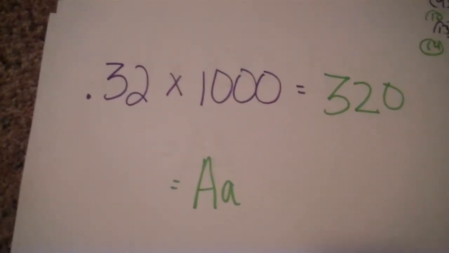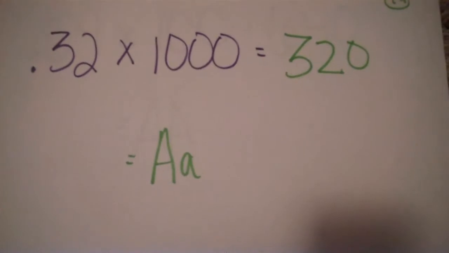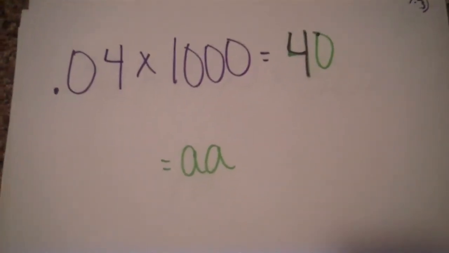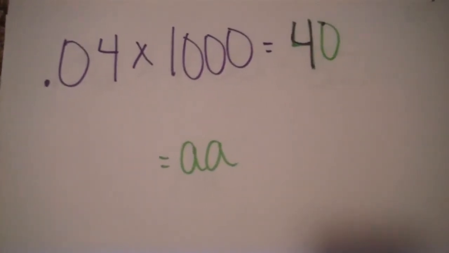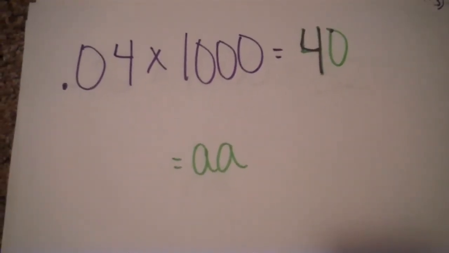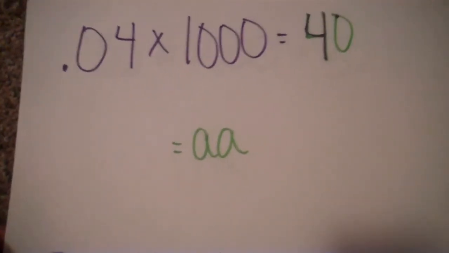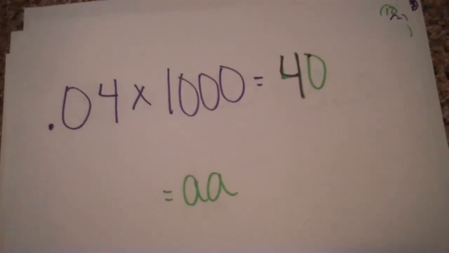So 320 individuals are big A, little a. And then 0.04 times 1,000 is equal to 40. So that would mean 40 people out of the population have sickle cell anemia, or little a. So that's the whole problem, and you successfully figured it out.